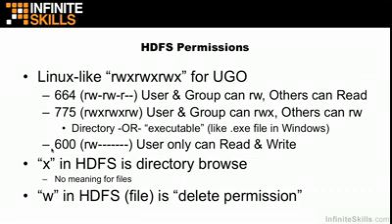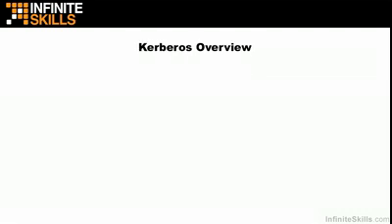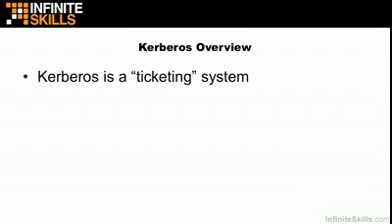For example, these RWR permissions for 664 means that the user or the group can delete that file and anybody can overwrite that file. As we said before, Hadoop can be enabled to use strong authentication using a system called Kerberos. Kerberos is basically a ticketing system. When I go to request access to some resources in the system, I'm redirected to a Kerberos ticketing server or a ticket granting service.